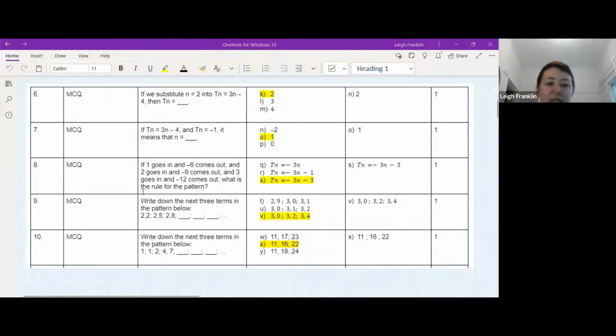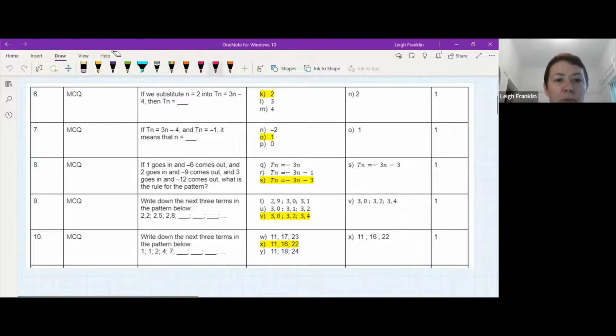The 7th question, if Tn equals 3n minus 4 and Tn is negative 1, it means that n is equal to. So you have to work backwards to calculate the value of n. I am going to do this one with you because I think it is just a little bit more difficult than what the others were. So what you were supposed to do here, grade 7s, is make 3n minus 4 equal to negative 1. And then we would have added 4 to both sides. So 3n would have been equal to 3, which means that n was equal to 1 in this case.